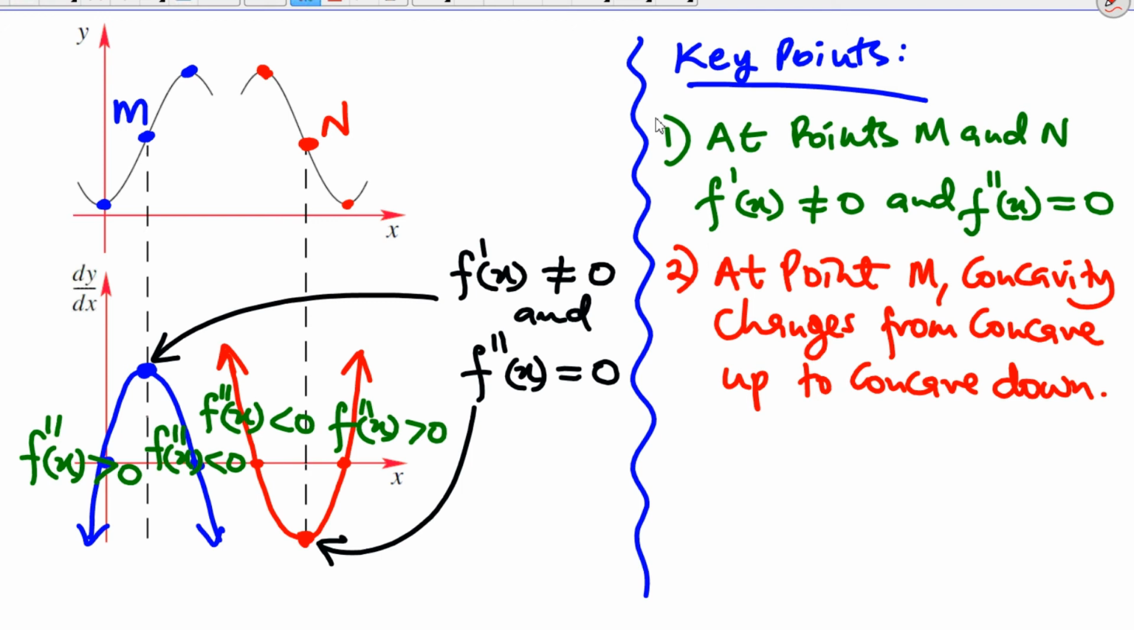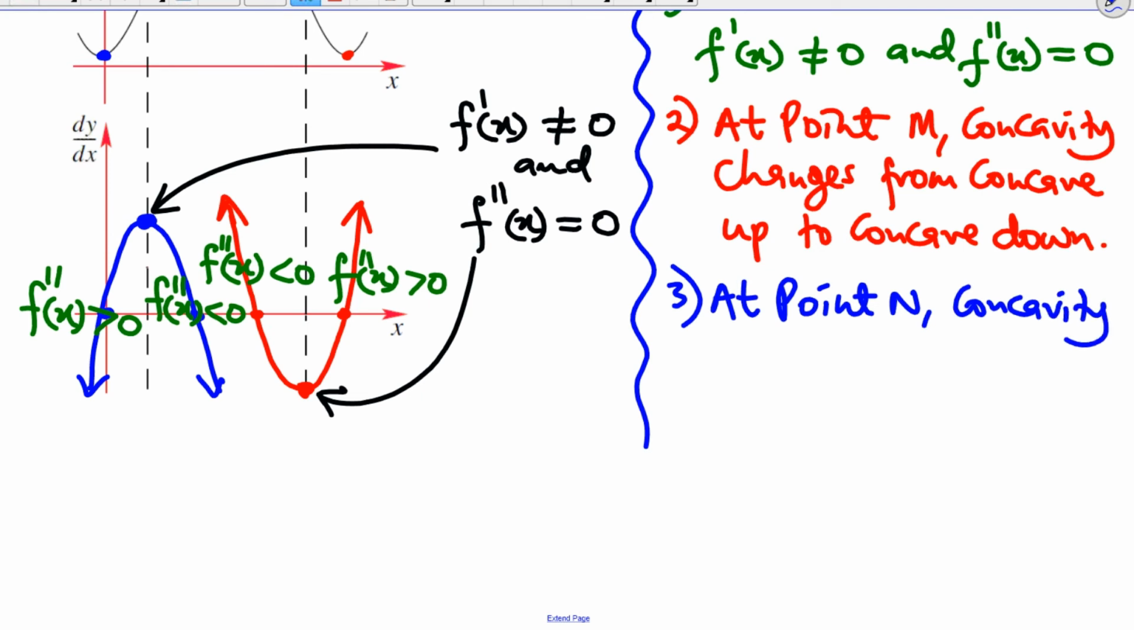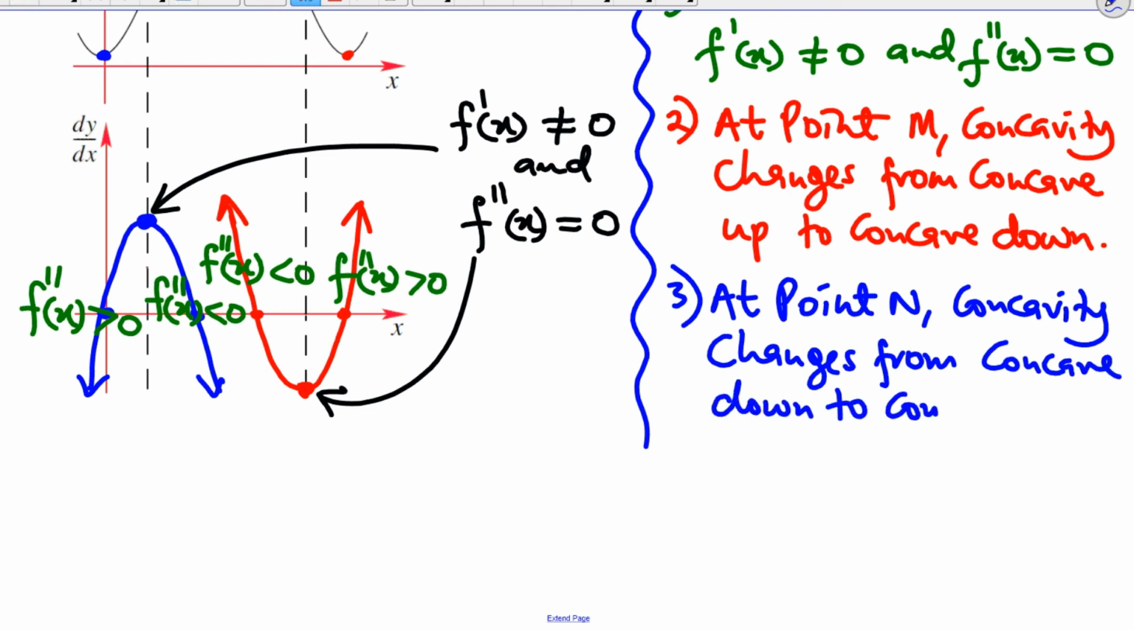Another thing we can notice is that at point N, concavity changes from concave down to concave up. So third point, at point N, concavity changes from concave down to concave up.